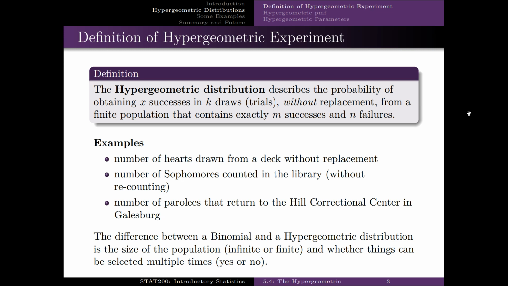Now you'll find out, and I think the lab helps with this, that if your population is sufficiently large but not infinite, then the advantage of using the hypergeometric is very small. You might as well stick with the binomial.